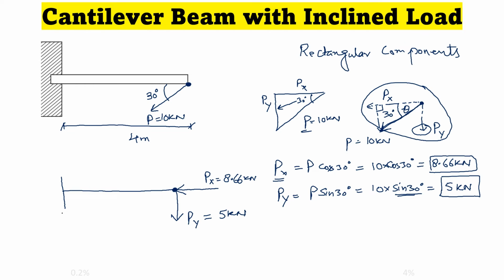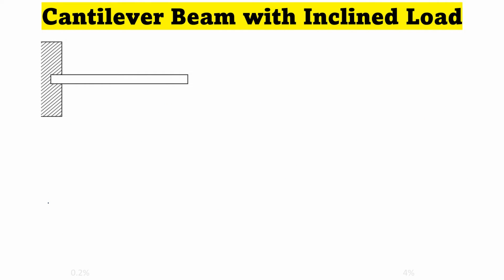Now you have to indicate the reactions of the beam. This is the reaction in the y direction. You can call this Ry. This is the reaction in the x direction. You can call this Rx, and this is the moment reaction. And the span of the beam is 4 meters. Now we want to determine these Rx, Ry, and M reactions for the beam.